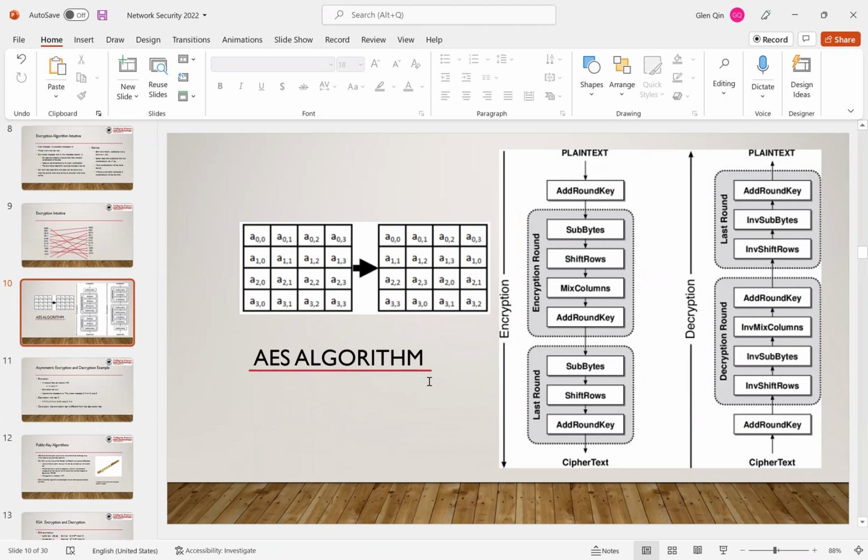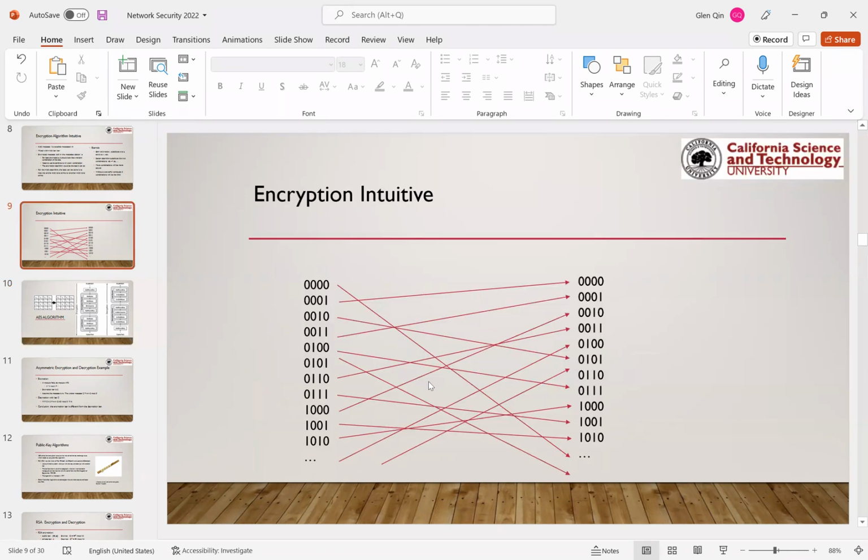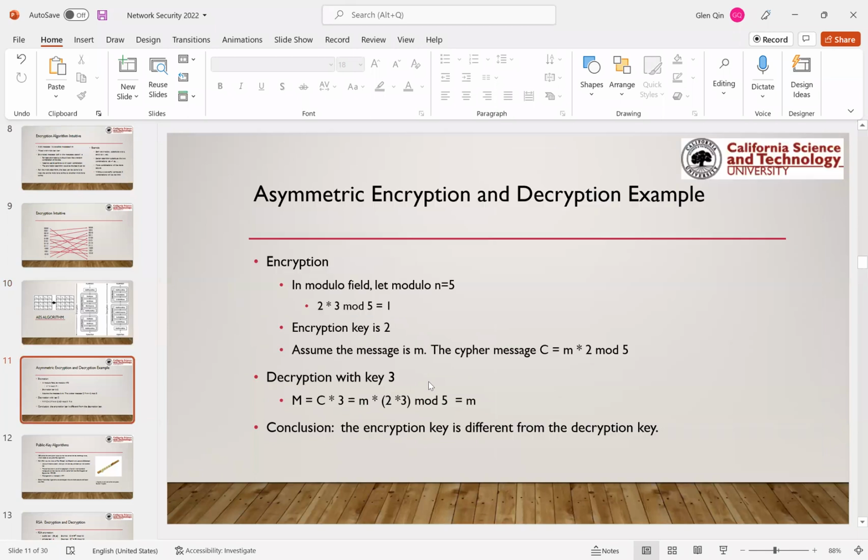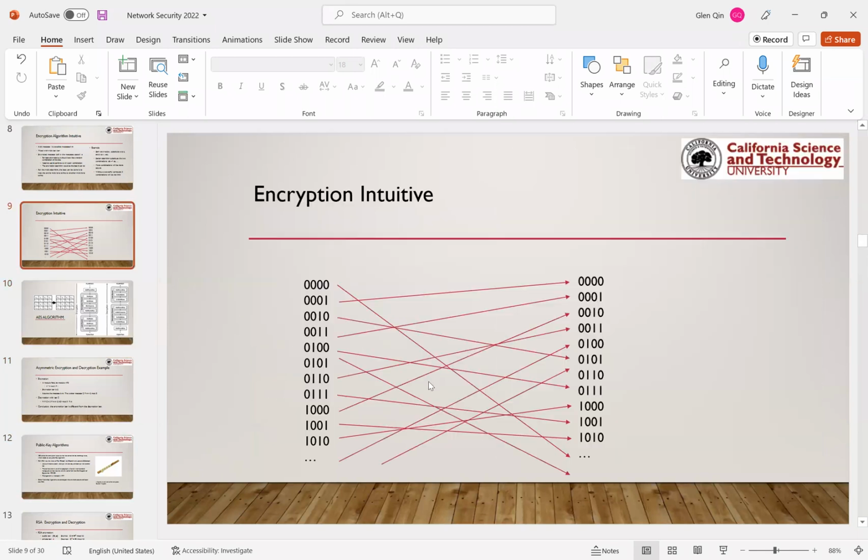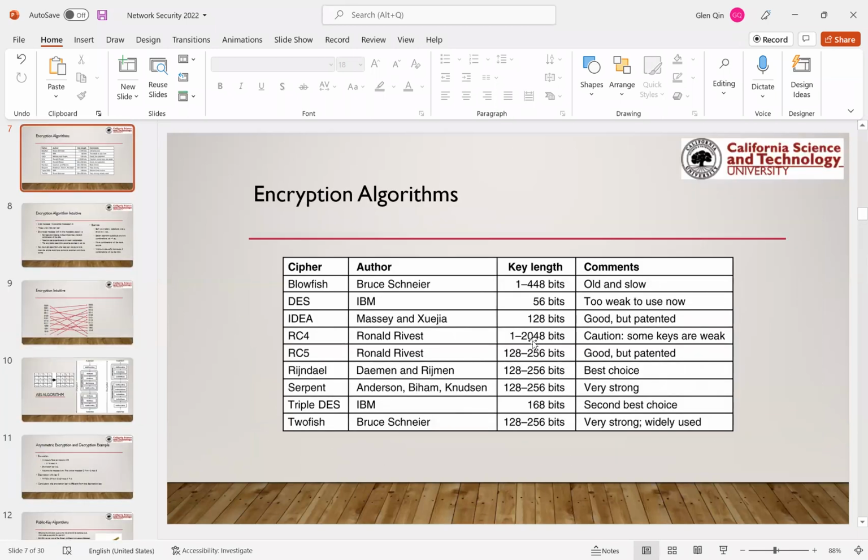So just curious on the ones, I think it was slide 7, you showed the different algorithms, and the one that had 2048 said sometimes the keys are weak. I'm just curious with that many bits. The RC4, yeah. Why, with so many bits, how could you have a weak key with 2000 bits? Right.